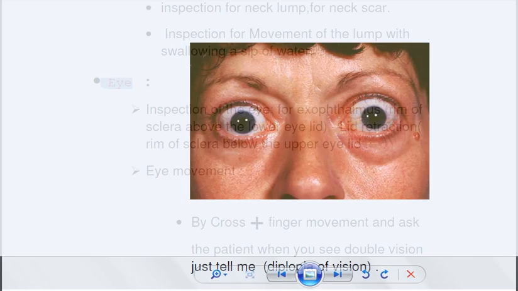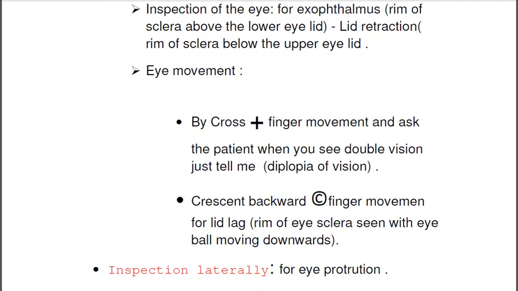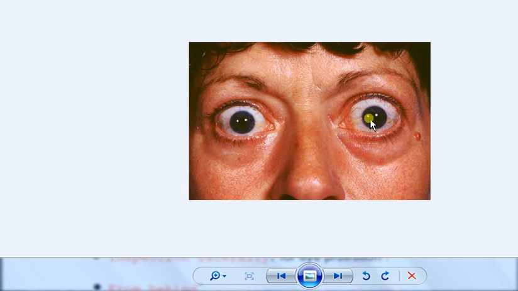And then I'm going to do eye movement. Eye movement here by two actions: by cross finger movement, and by crescent backward finger movement. This is the patient in front of us. I'll tell him, please follow my finger, and if you feel any double vision at any time, please tell me.